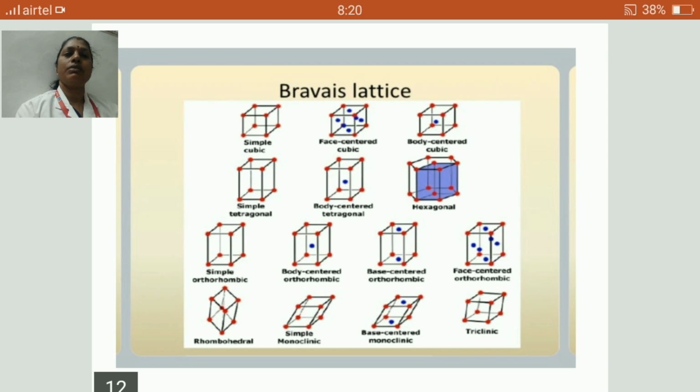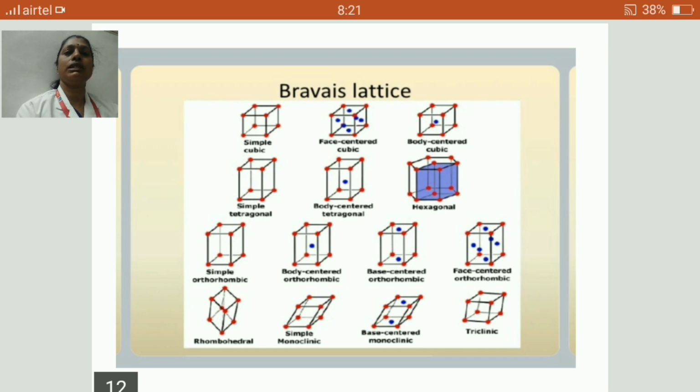Then next is the Bravais lattice. What does Bravais lattice mean? In these 7 crystal systems, there are 14 possible ways of arranging atoms, known as the Bravais lattices. If you take the cubic structure, there are 3 possible arrangements of atoms: simple cubic, face centered, and body centered.